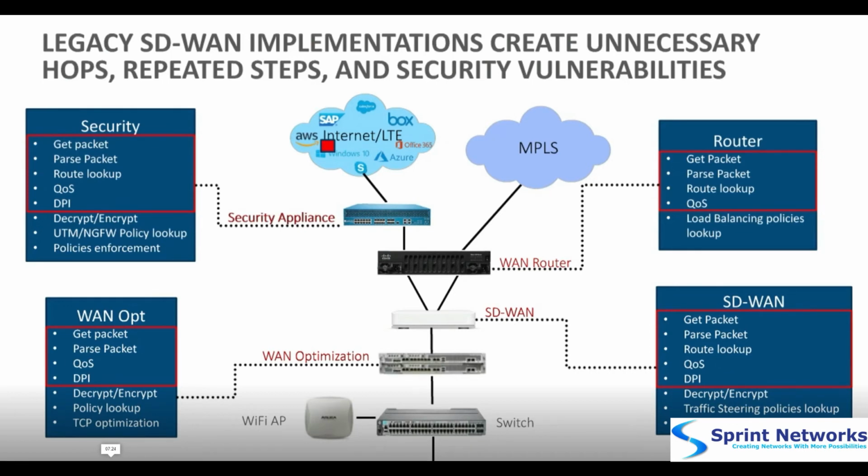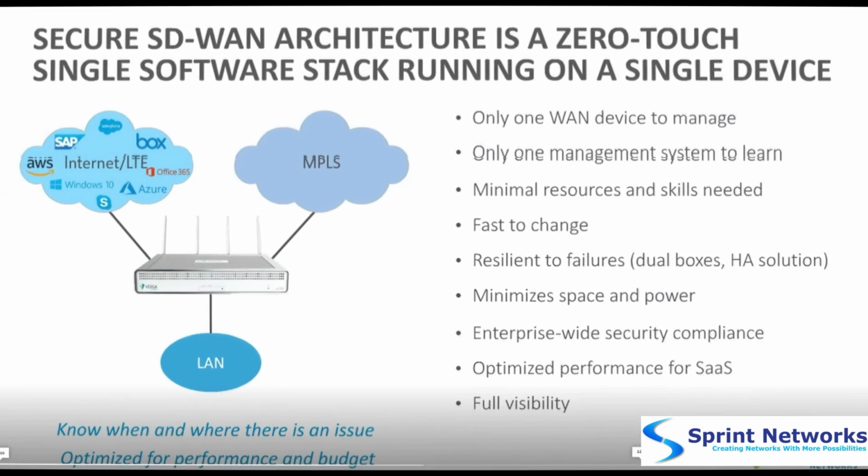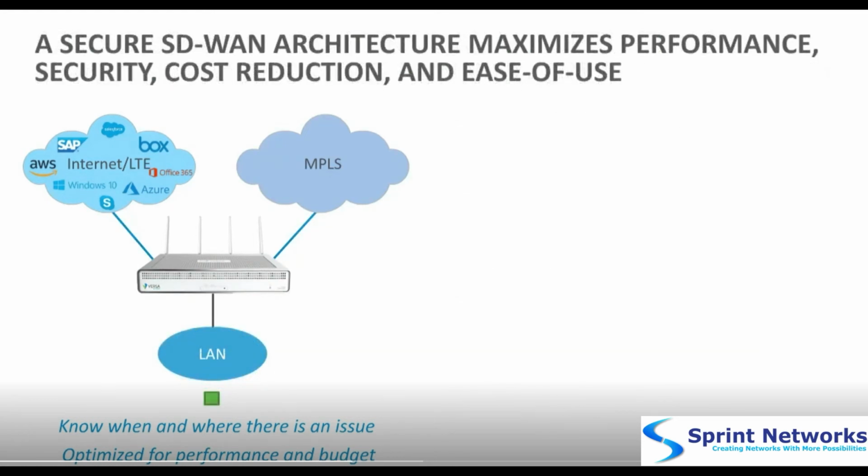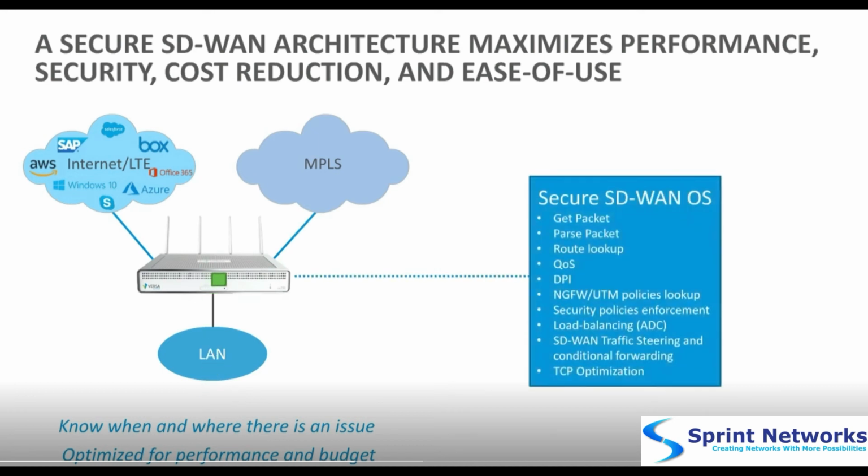So how do we improve on an environment like this? By using a single WAN device, ideally a secure SD-WAN edge device. This is what corporates need to grow and be resilient. So we saw the packet flow on the legacy environment. So how is it here? As we get the packet from the local LAN, all these functions are performed just once. There lies the efficiency, the simplicity, and the ease of management.